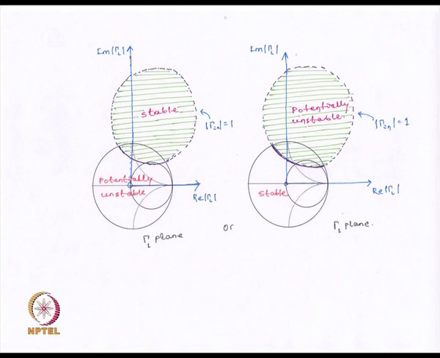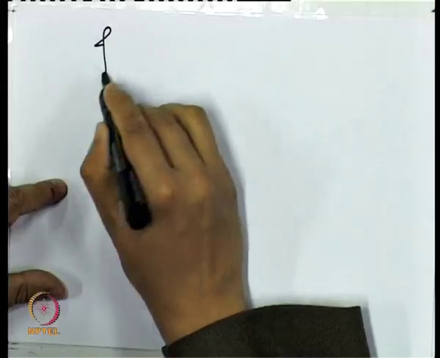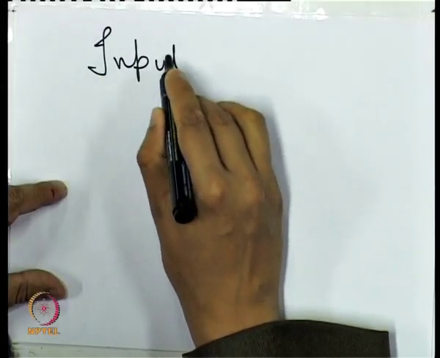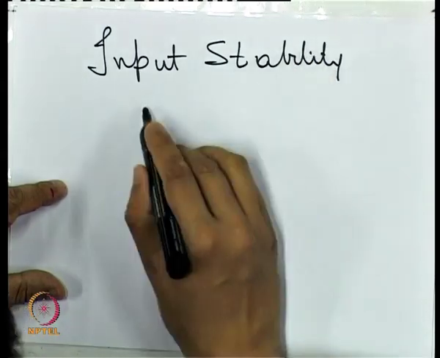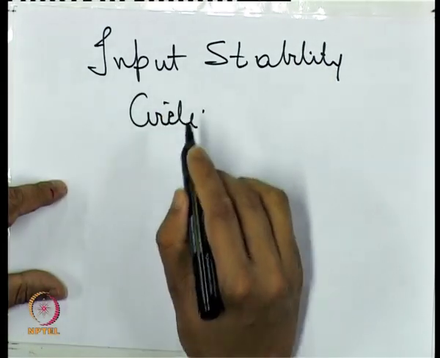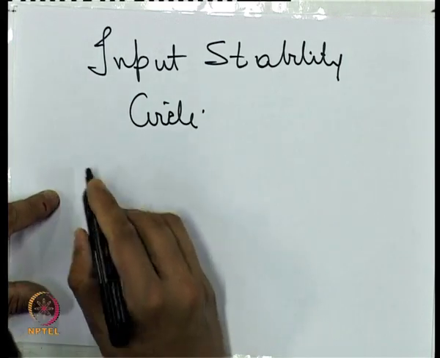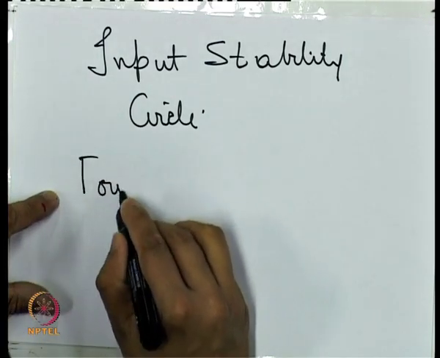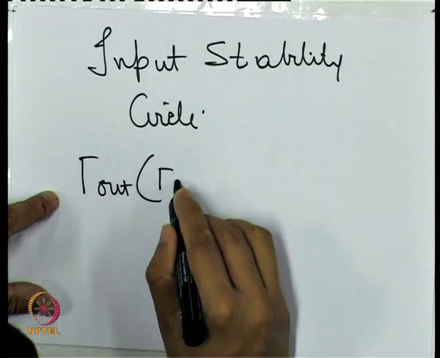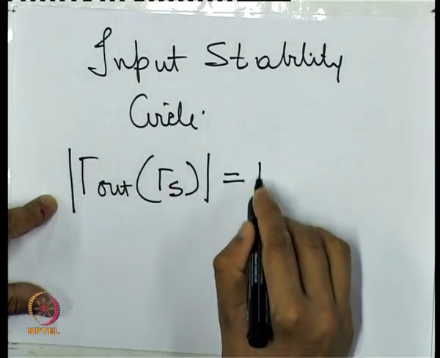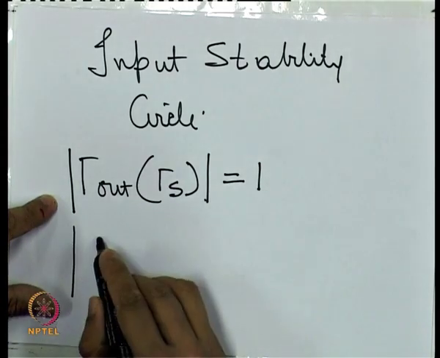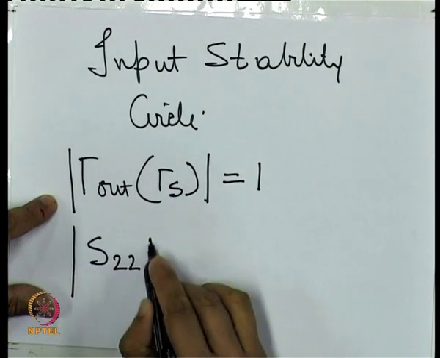Now, similar to the output stability circle, the input stability circle has an equation given as follows. Recall that gamma out is given like this.